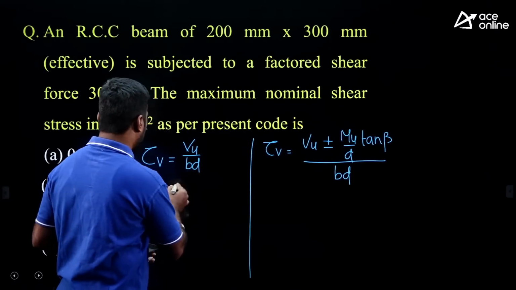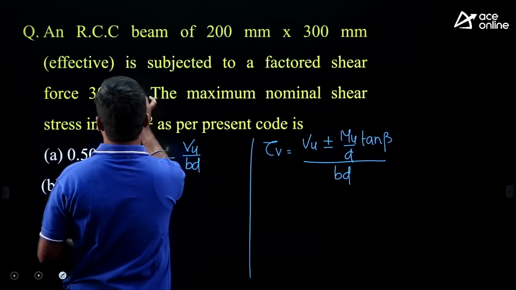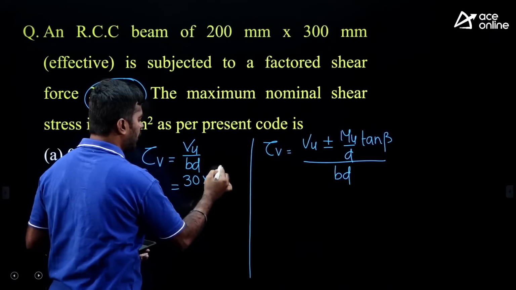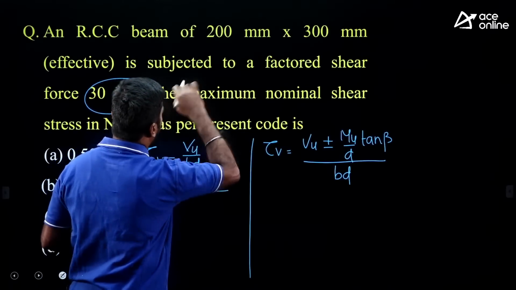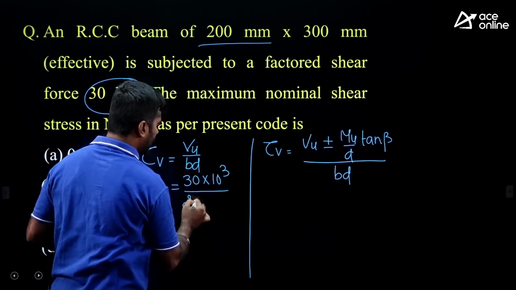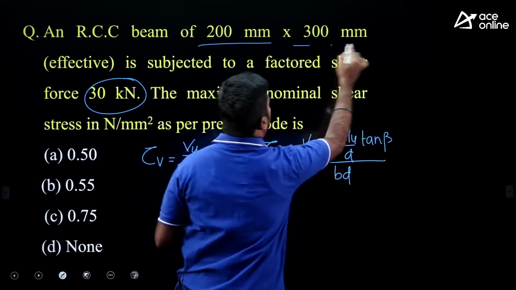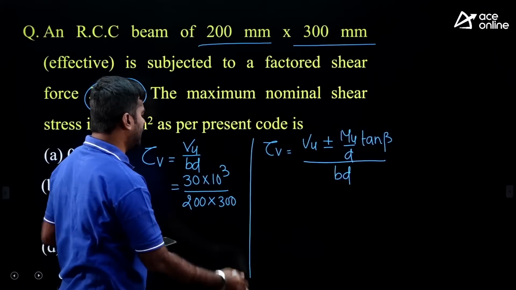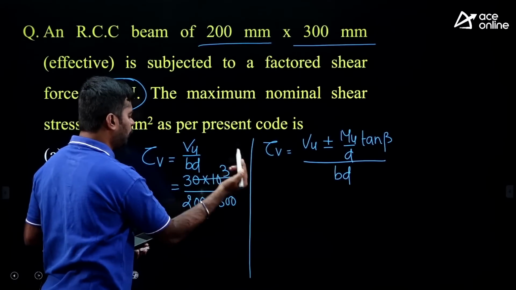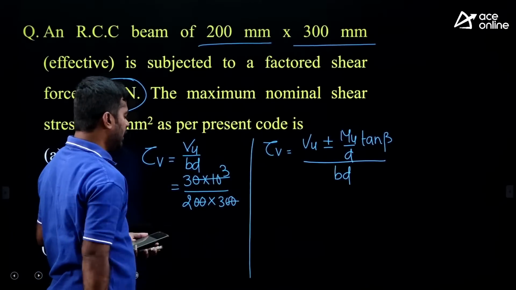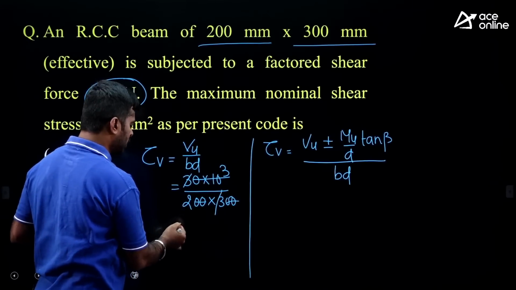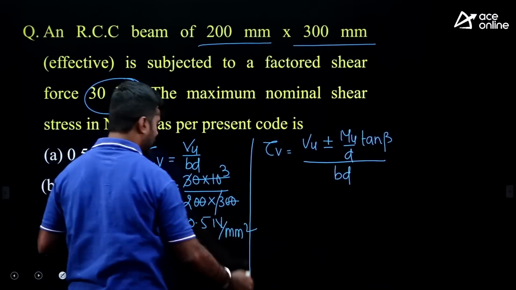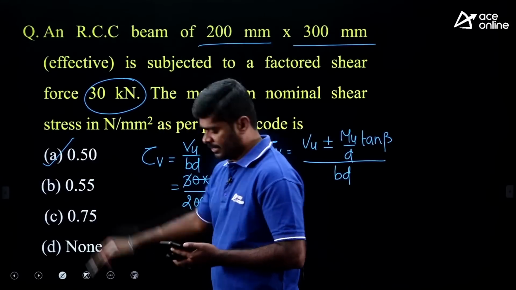Okay, right. What is Vu given in the question? It is given 30 kilonewton. Let us write in Newton, 30 into 10 cube upon b. b given here 200 mm and d given here 300 mm. Easy to simplify. How many zeros are there in numerator? Here 3 zeros, here 1 zero. Total 4 zeros. 4 zeros gone. Then 3 gone. 1 by 2 is remaining. 1 by 2 means 0.5. 0.5 Newton per mm square is answer. Option A is correct.